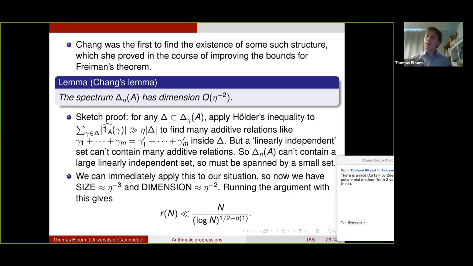This isn't actually what Bourgain did. Bourgain did something slightly different. He didn't use Chang's lemma at all, for example. But this is an alternative route, I guess, to n over log n to the 1/2.